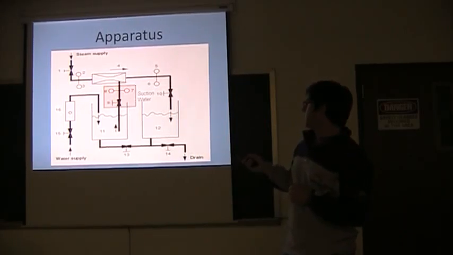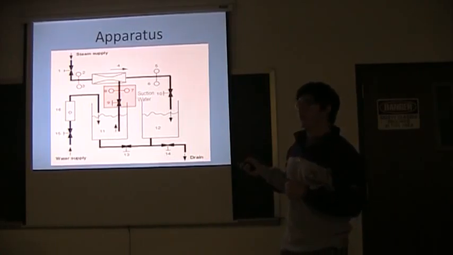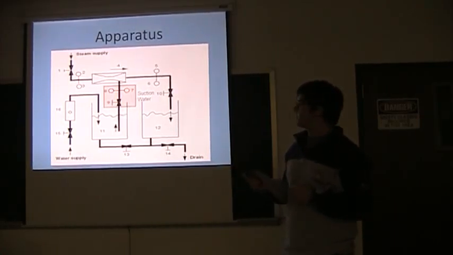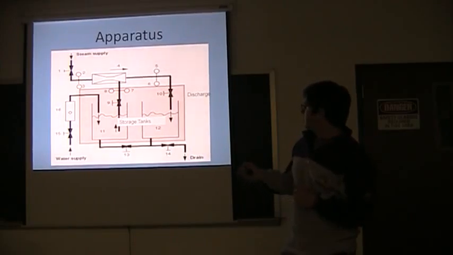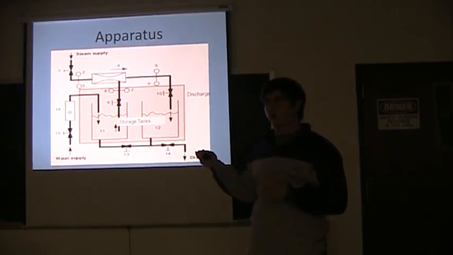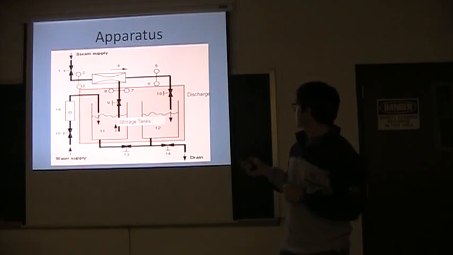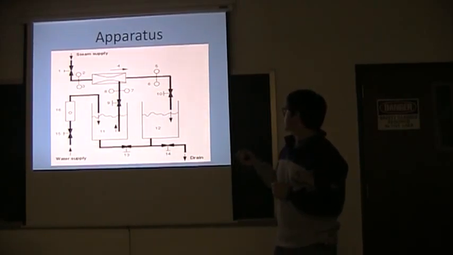These are your pressure and temperature gauges for the suction water. This is the valve that will be open before the experiment starts. These are the storage tanks that I just mentioned, one for the suction and one for the discharge. And this is the discharge valve.